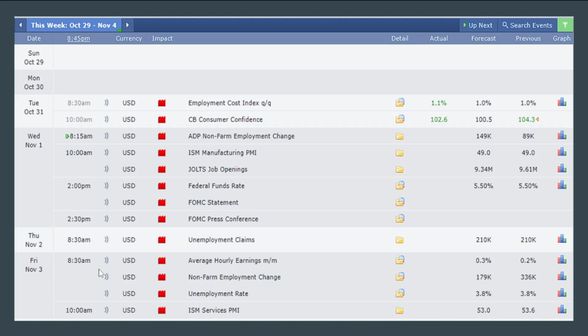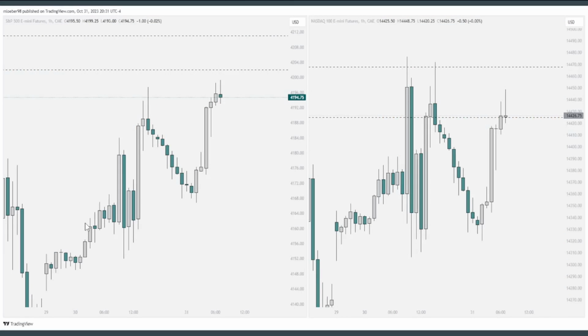So when I'm going to be looking for any opportunity, my exits will always be low hanging fruit objective points, and I will not be looking for large external range liquidity pools. So today we had news at 8:30 in the morning, which was employment cost index quarter by quarter. And we had CB consumer confidence at 10 a.m. But I'm going to focus on the 8:30 a.m. news driver.